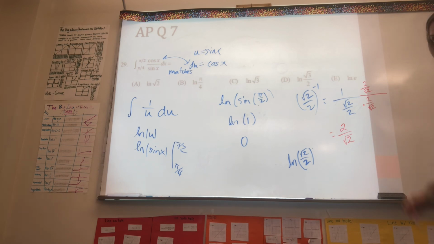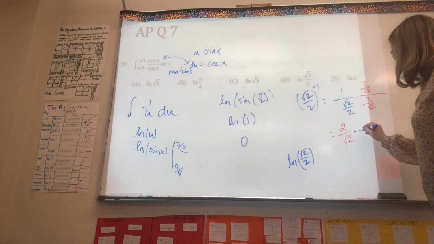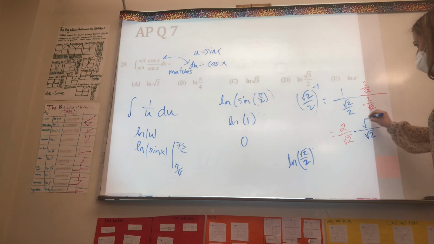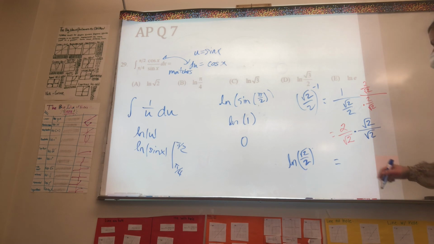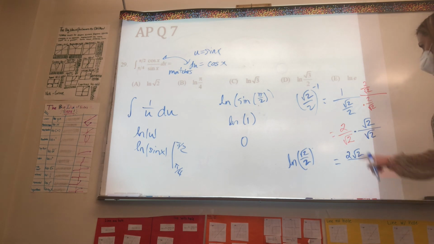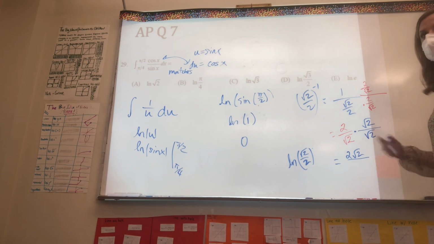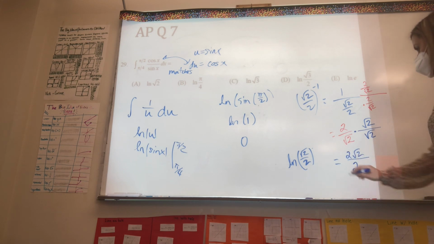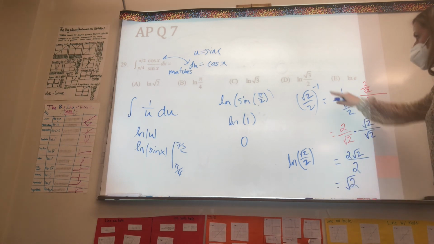Now I'm going to do something called rationalizing it, which you're supposed to learn in pre-calc. I'm going to multiply by a different form of 1, the denominator under itself. Just watch. So what's 2 times root 2? It's 2 root 2, over 2. What's root 2 times root 2? Root 4, which is 2. What's this simplified to? Root 2.